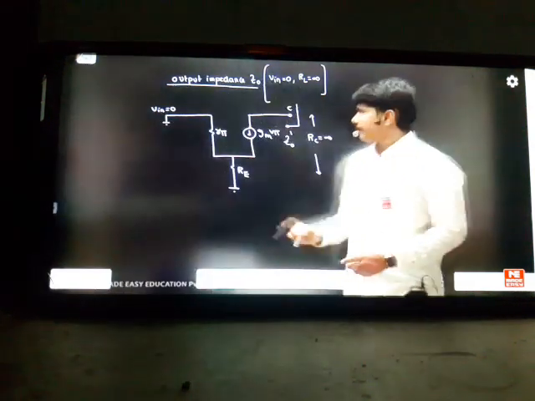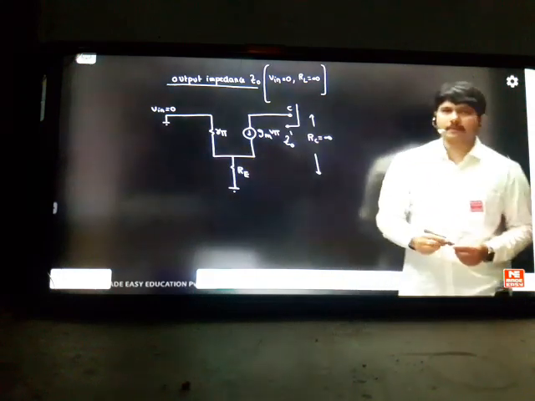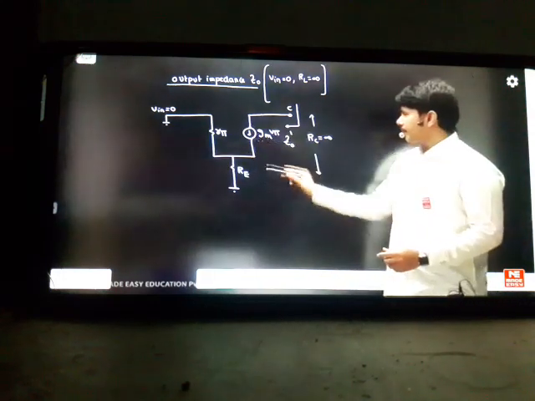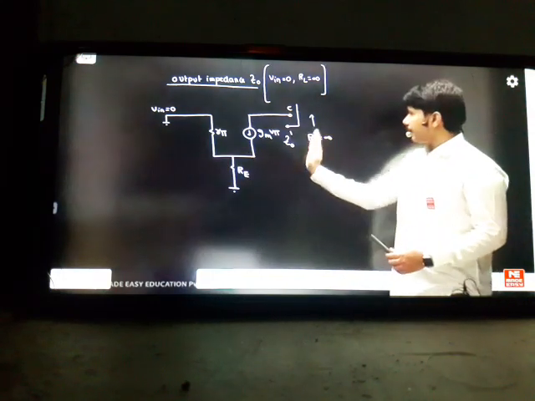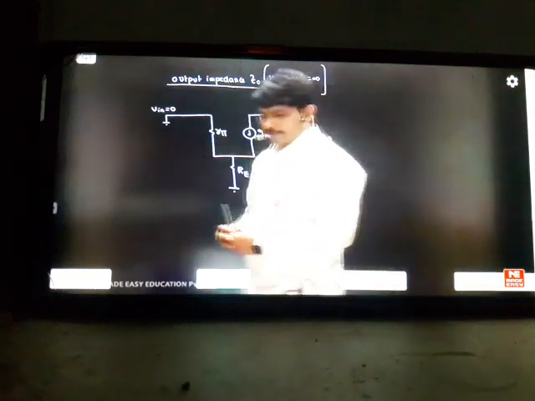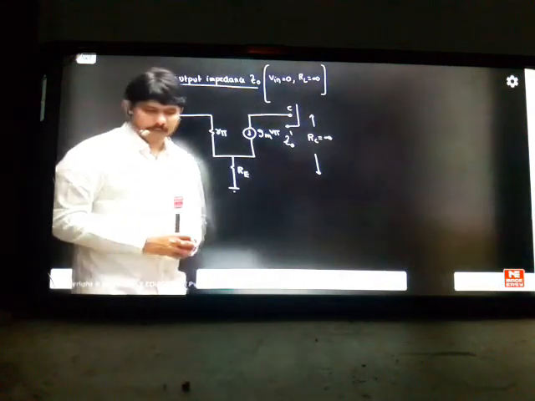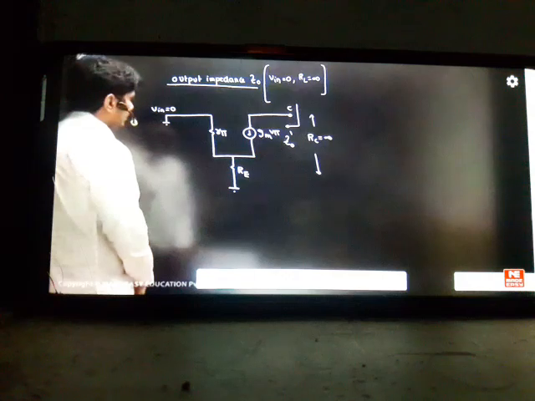Whenever input is 0, this RP will be grounded. RP will not be seen by you because no current will flow through RP. So we have only R pi, RE, and gm into V pi. Just remove the load for some time and calculate before the load what is happening. This is the way to practice the calculation part. So let us start analyzing Z0 dash.